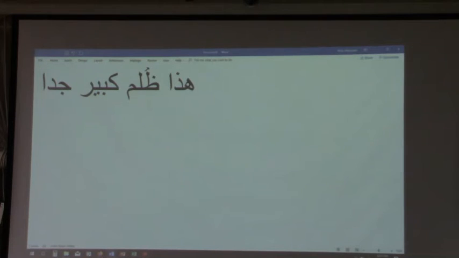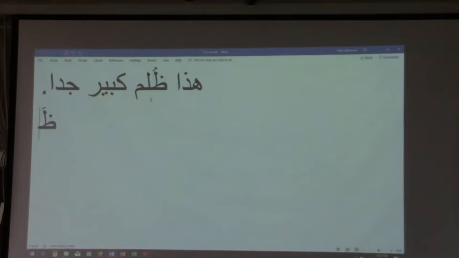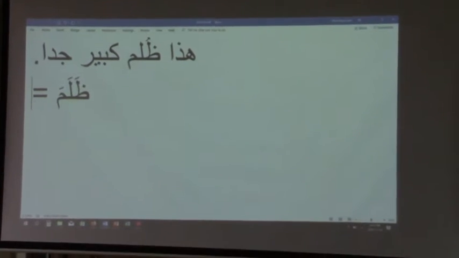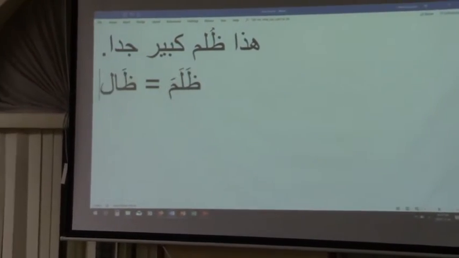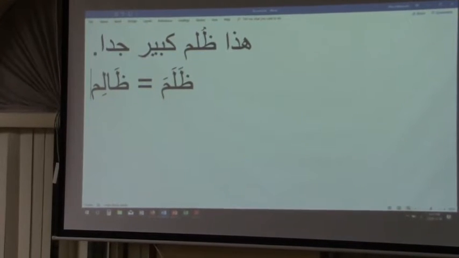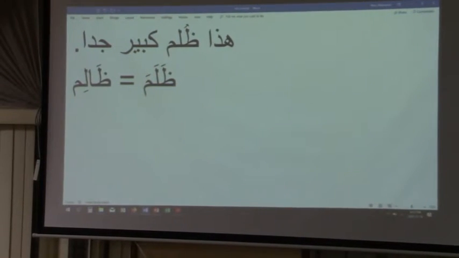What does ظلم mean? Oppression. What does ظلم mean? ظلم is to oppress. An oppressor? ظالم. So give us the root word: ظلم.